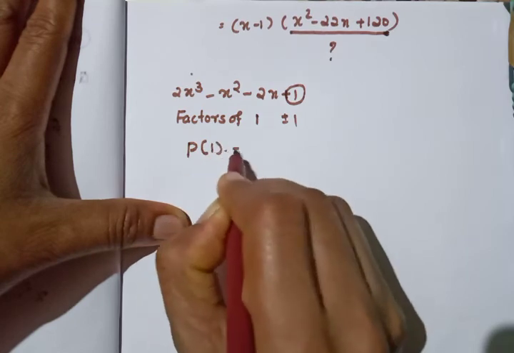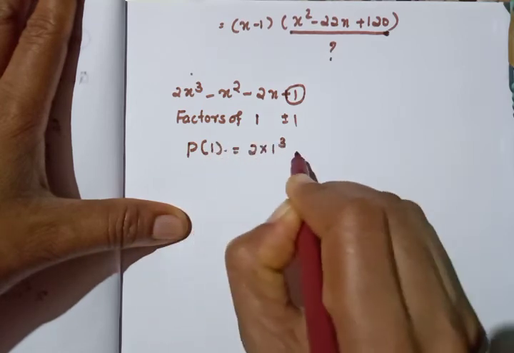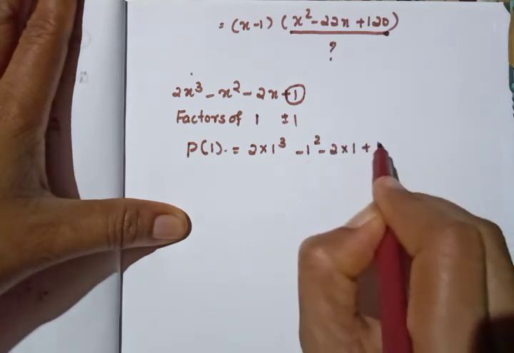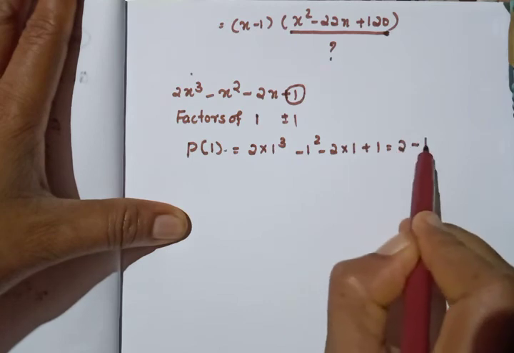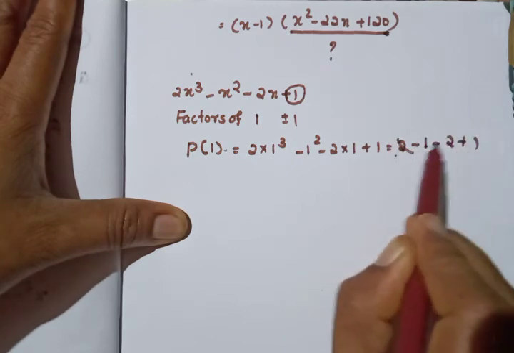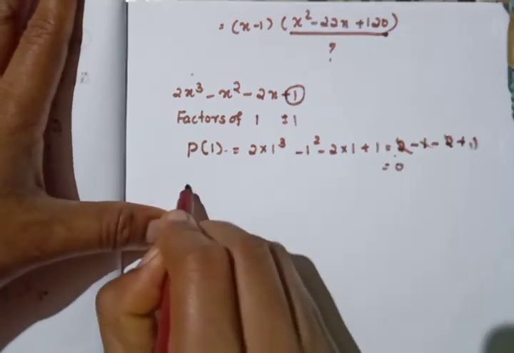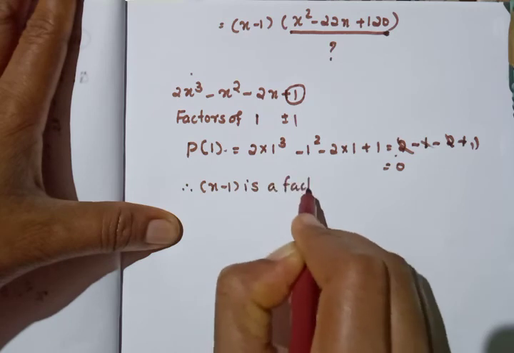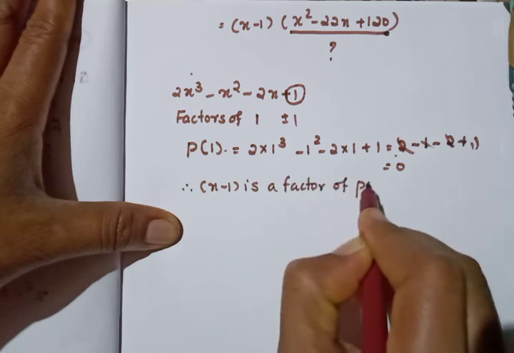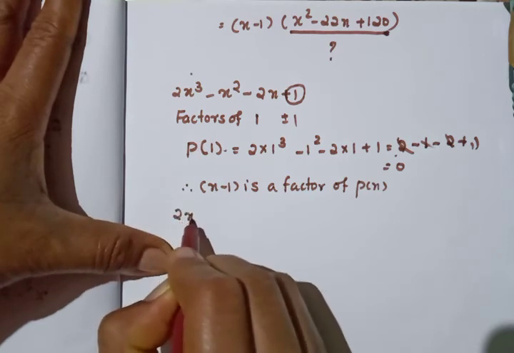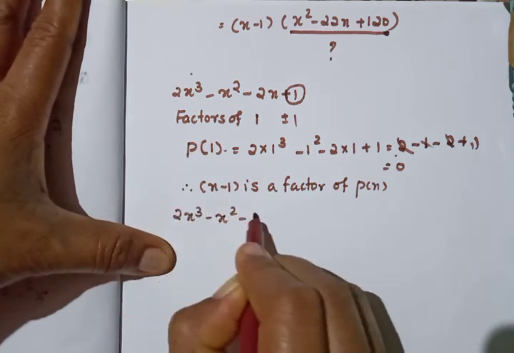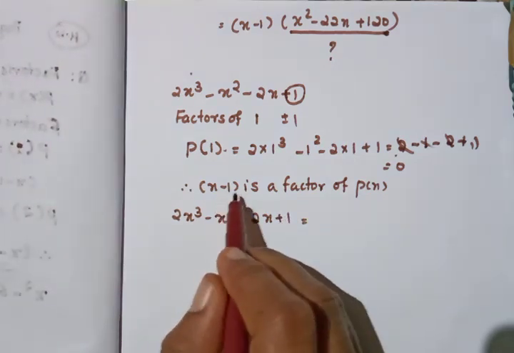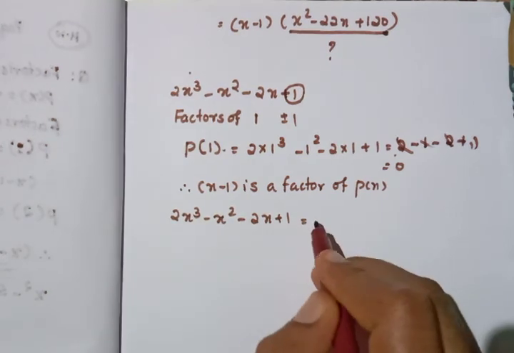Ready? So we will check p of 1. What is p of 1? 2 into 1 cube minus 1 square minus 2 into 1 plus 1. So you are getting 2 minus 1 minus 2 plus 1 cancelled. Ready? You are getting 0. Therefore x minus 1 is a factor of what? P of x. So once again we will write 2x cube minus x square minus 2x plus 1, which is equal to, see, we need the factor as x minus 1. So you should split it like that.